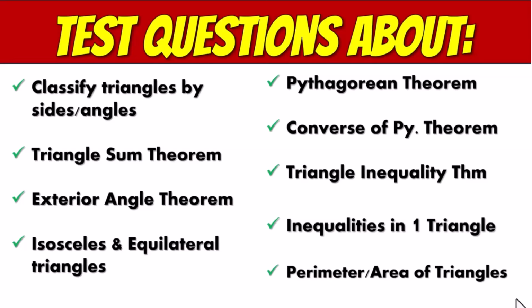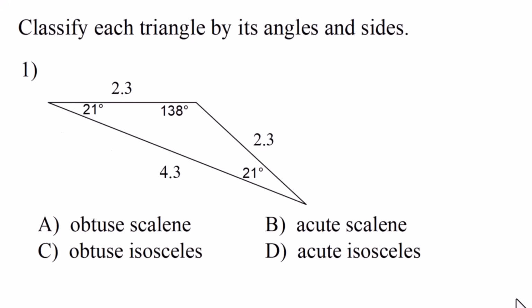Let's start doing some test questions. Classify each triangle by its angles and sides. All right, so the first thing you want to do is look at this angle because it's pretty big. That's an obtuse angle inside of a triangle, which means you have an obtuse triangle. So your choices here are either going to be A or C. Now you just need to figure out if you have a scalene or an isosceles. And for that, you look at the sides. I have two sides that are the same, one that's different. That makes it isosceles. Correct answer, it's this one.